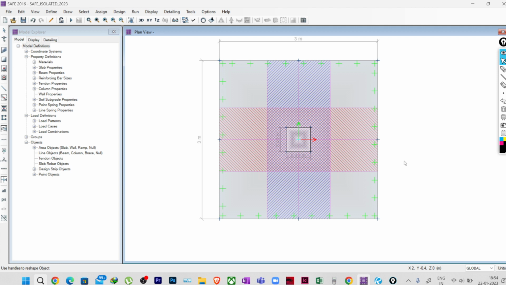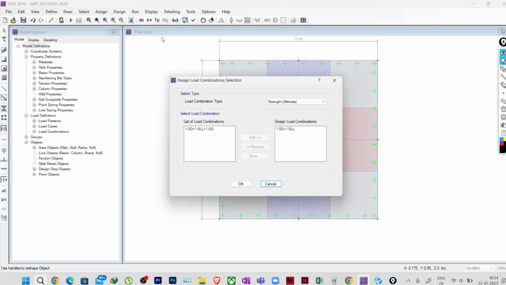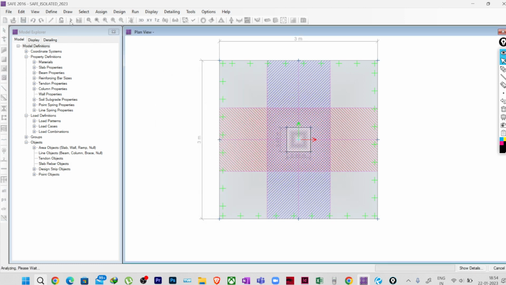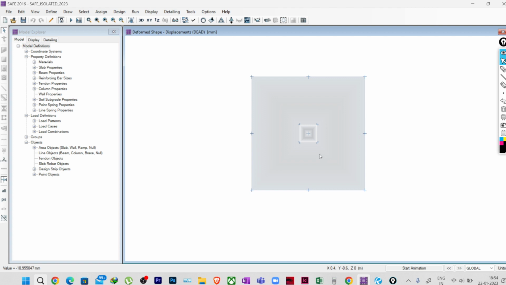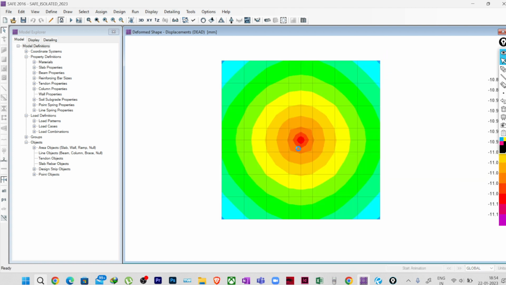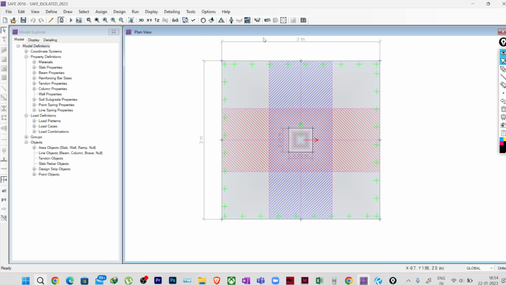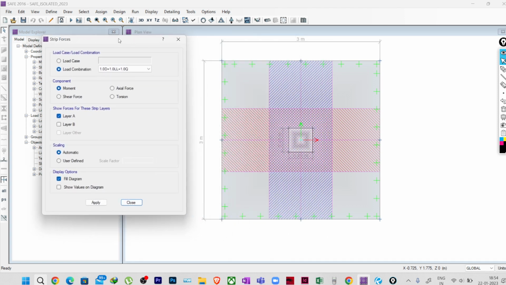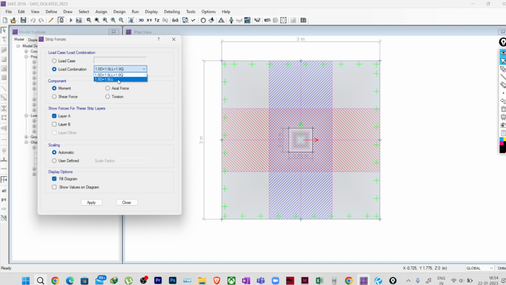Fine. Now what you have to do, after assigning the strips, you just run the analysis and design, and make sure your design combination is selected as the design combination you wanted to use. Click on OK and run the analysis and design. Okay, so analysis and design is completed. Now I will go to show strip forces. I'll change the load combination to my design combination, 1.5 dead load plus 1.5 live load.